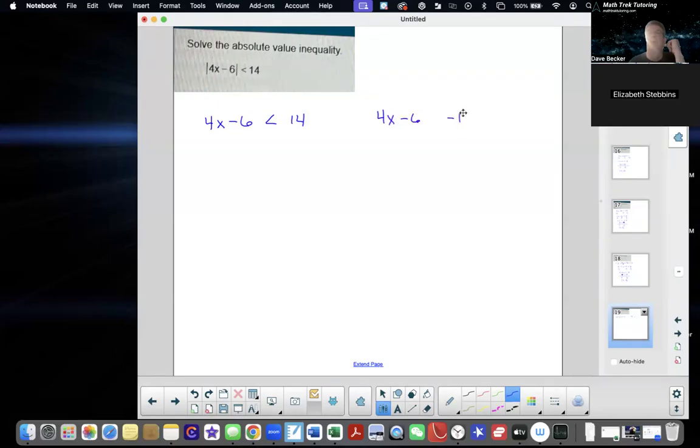Good. But remember, you think of it like this. Remember how I said flip the inequality if we multiply or divide? So that's what's happening. So we got to change that to greater than. I got it. That makes sense. Okay, good.